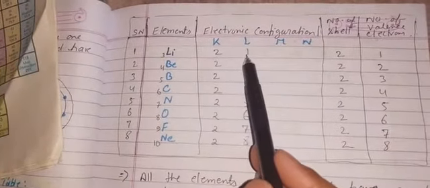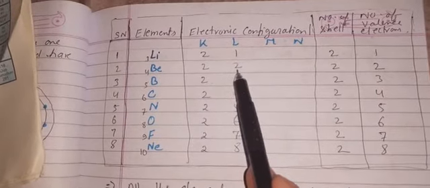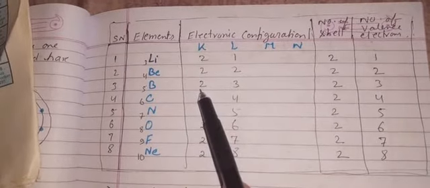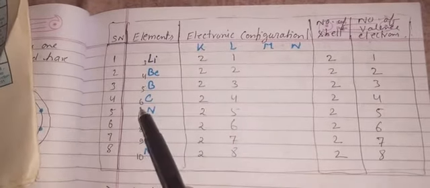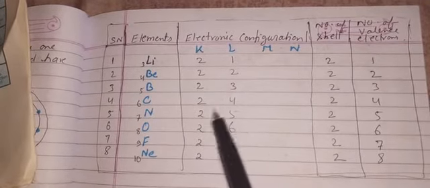Atomic number 3, so 2, 1. In the first orbit 2 electrons, in the second orbit 1 electron. Similarly beryllium has 4 electrons: first orbit 2 electrons, as I just explained to you, and 2 electrons in the second orbit. Boron, in the first orbit there are 2 electrons, second orbit 3 electrons. Carbon, in the first orbit 2 electrons, the rest 4 are in the second orbit.